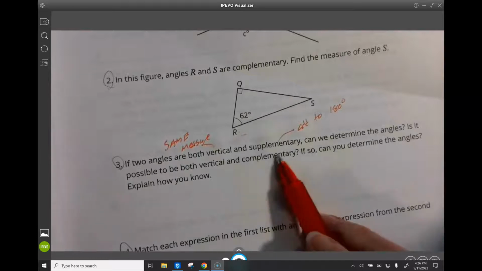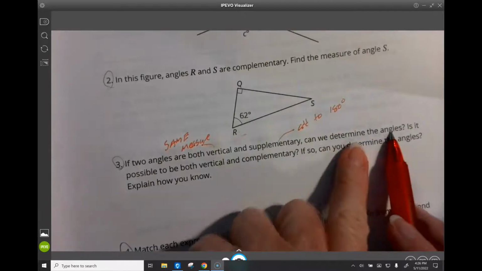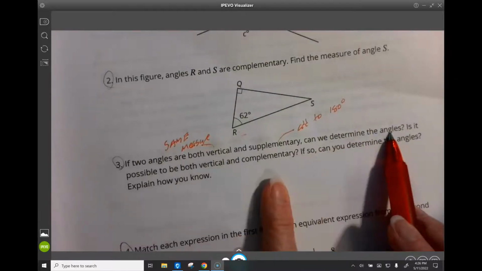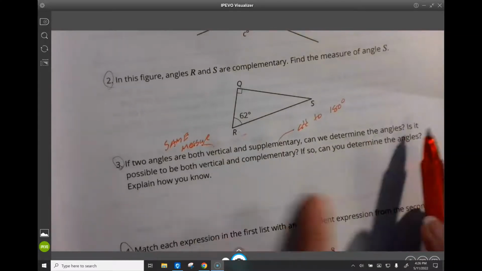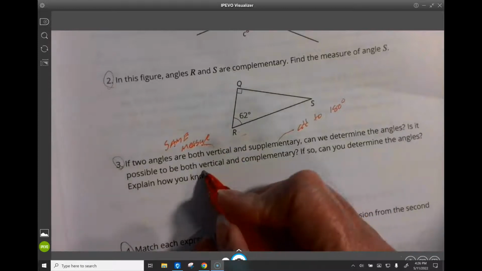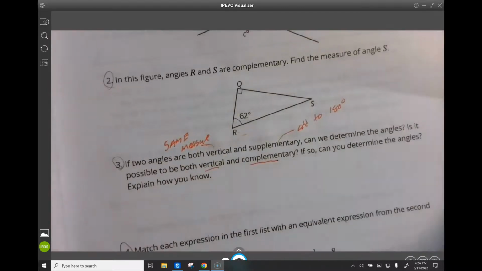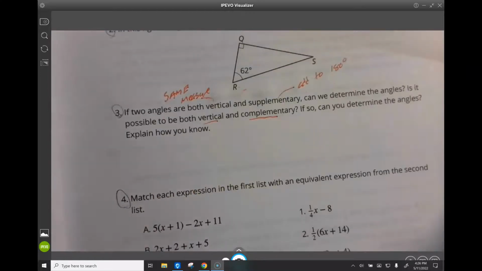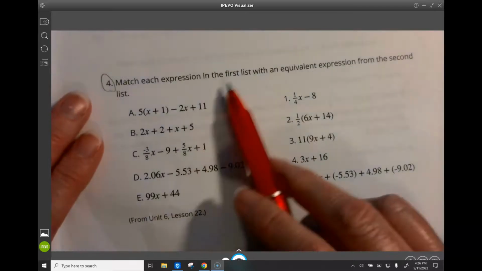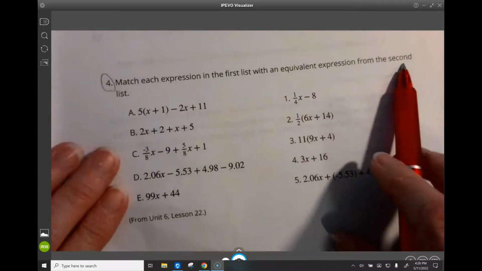Okay? Use that information because it says, can we determine the angles? What could the angles be? What could be the measure? Can we find out what those angle measures are? Then it says, what if they are both vertical and complementary? Look up what complementary is if you've forgotten and tell me what you know about those. Tell me what those angle measures would be. Good. Number 4, match each expression in the first list with an equivalent expression from the second list.